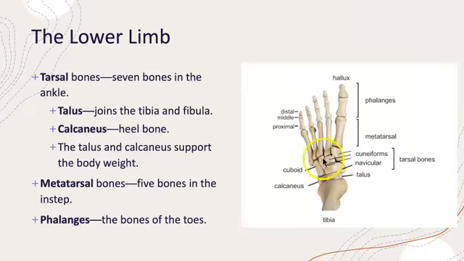And here, if we look in the foot, we have our tarsal bones. These are the 7 bones in the ankle. We have the talus, which I remember as being the tallest, and it's going to join our tibia and our fibula in order to create the ankle joint. Now below, and you could see the larger mass of this below the tibia, we have the calcaneus, and both the talus and calcaneus are going to support the body weight. Beyond this, we will have our metatarsals, which are the 5 bones in the instep, and lastly, the phalanges, which have a similar distribution as we saw in the hand.